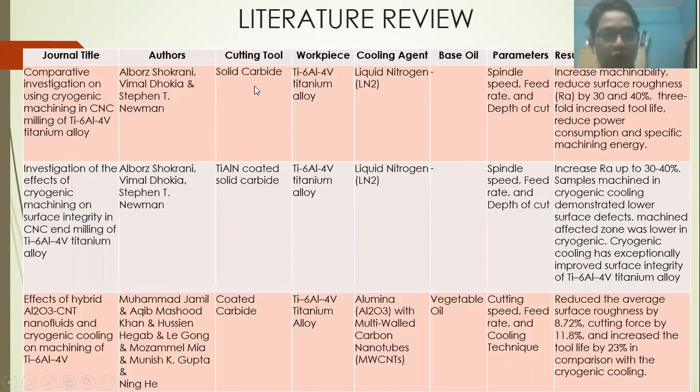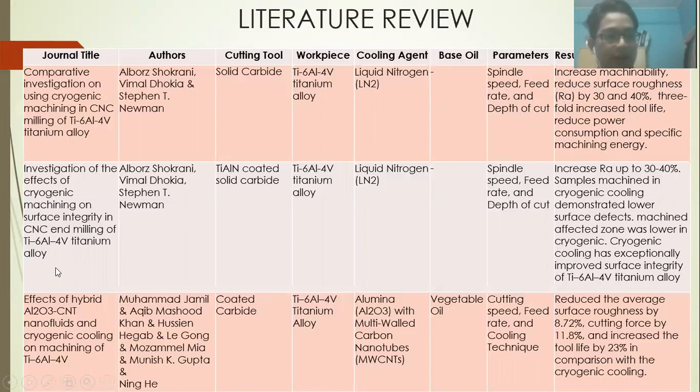The cutting tool used is solid carbide and the cooling agent is liquid nitrogen. The cooling method is cryogenic, and the parameters taken are spindle speed, feed rate, and depth of cut. The result is that cryogenic cooling increases machinability, reduces surface roughness by 30 to 40%, increases tool life, and reduces power consumption and specific machining energy.